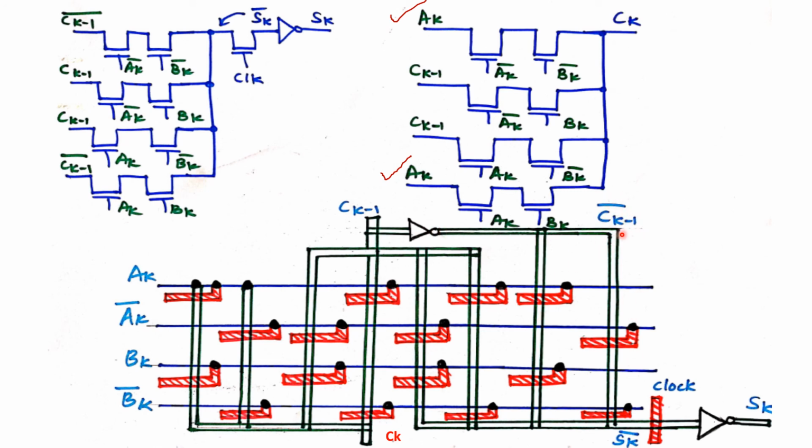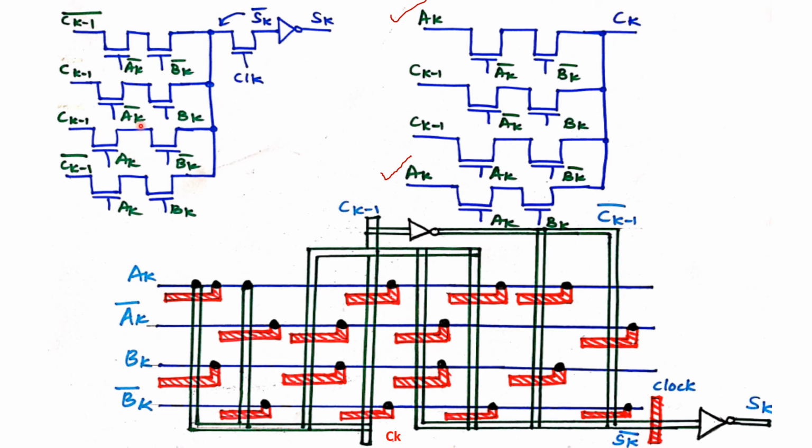So complement of carry input is passed to sum output variable if the gate input is, this is A bar, B bar. So 0, 0, complement of carry input is passed. Complement of carry input is passed if the combination is 1, 1. Therefore, here this will be A and this will be B.